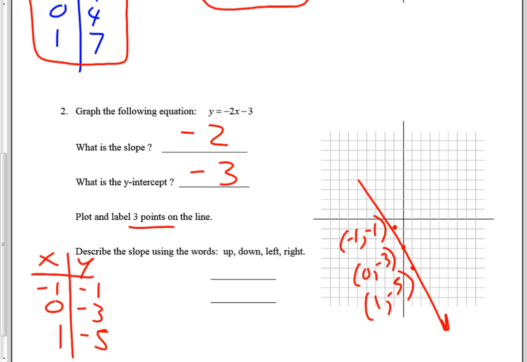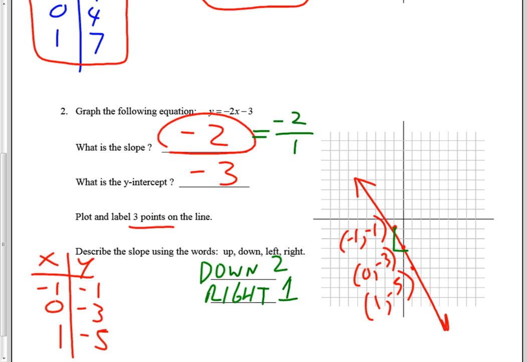Actually make your line and see if it matches up. If you have a negative slope, it should be going downhill from left to right, and it is. If I'm moving from left to right, I would be going down 2 over 1. So down 2, right 1. Where do I get that from? Make your slope into fractions. Down 2, right 1. If you've got one of these right, you should be able to get the other portion right.